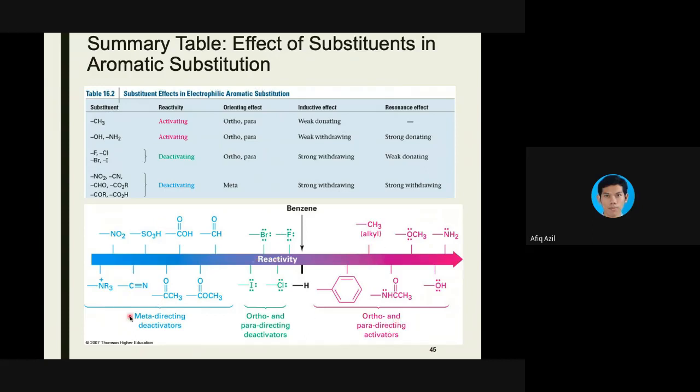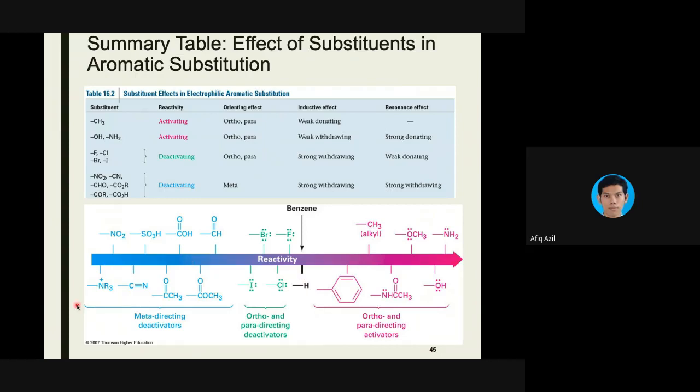Here it is already noted what is meta directing, activators, example of group, and also ortho-para deactivators, halogen, ortho-para directing activators. Or you can also refer to this table. You have alkyl group, hydroxy and amino, your halogen, and all of this deactivating. If you look over here, amino group is the most activating group for the benzene ring itself, and it is an ortho-para activator.